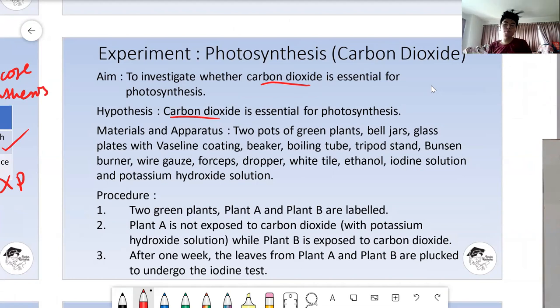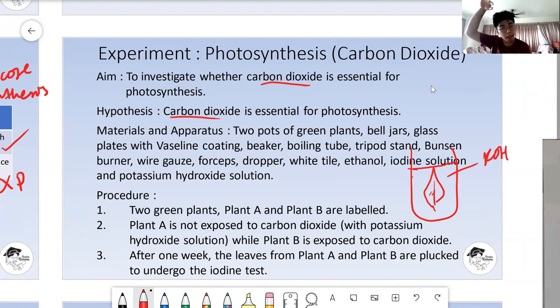There's going to be two plants, plant A and plant B. Plant A is not exposed to carbon dioxide: probably they put the leaf inside a beaker that has a solution of what we call potassium hydroxide, KOH. The potassium hydroxide solution is going to prevent the carbon dioxide from going into the leaf.